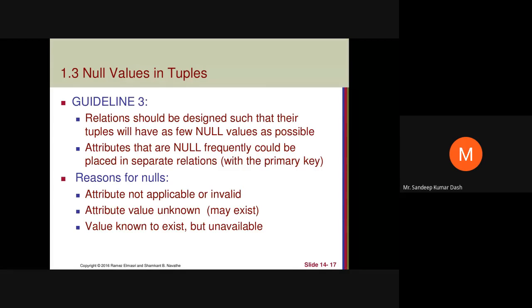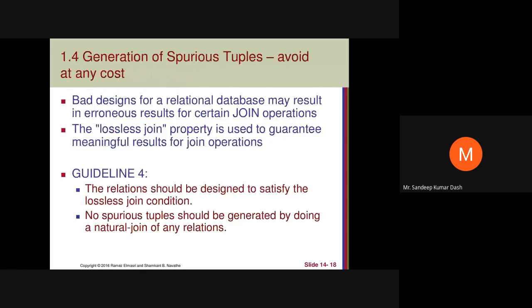And the fourth one is generation of spurious tuples. This will be clear once you learn about the join operation. So for the time being, just remember this as a guideline, that generation of spurious tuples means generation of wrong information.